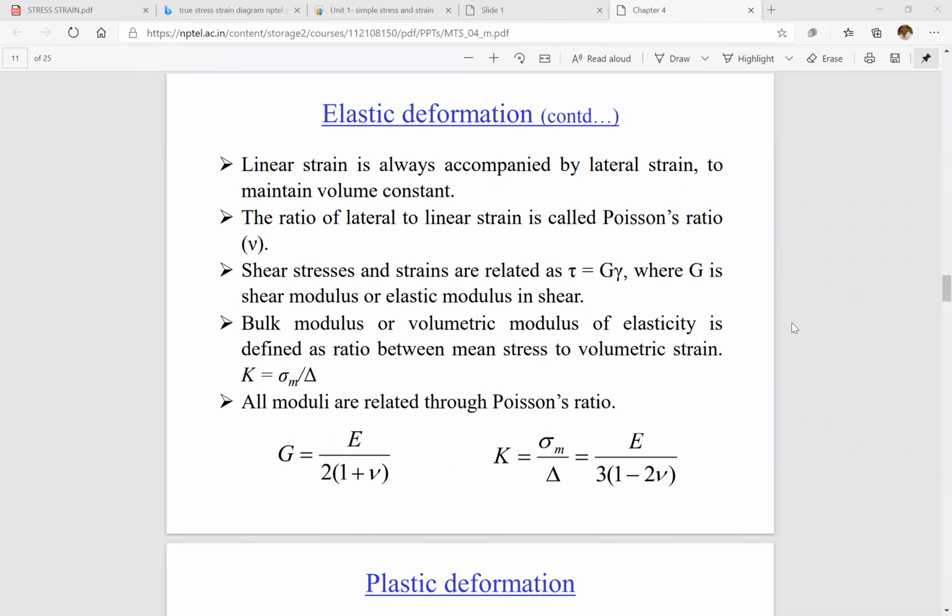So the ratio of lateral to linear strain is called Poisson's ratio, that is mu. You have already read these things. Then shear stress and shear strain are related by this relationship: tau is equal to G gamma. G is the shear modulus or elastic modulus in shear. So you know what that is. Tau is the shear stress and gamma is the shear strain.